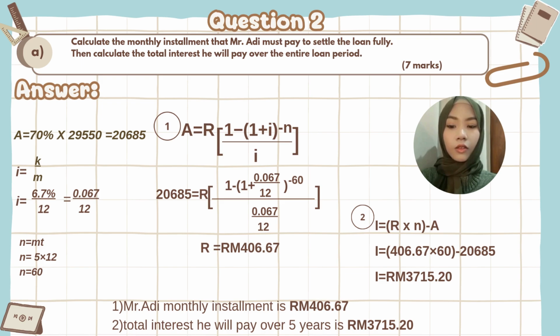Next, I calculated the total interest paid. The formula is I equals (R multiplied by n) minus A. So I equals (406.67 multiplied by 60) minus 20,685 equals RM3,715.20. So the total interest he will pay over 5 years is RM3,715.20.